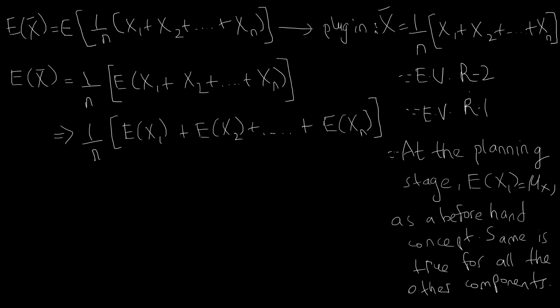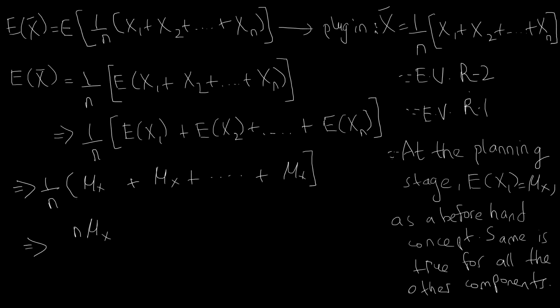So therefore, this becomes 1 over n times mu x plus mu x plus all the way till xn. So this is also just mu x. So now we can notice that we have mu x n number of times, because n is the total number of the potential observations, right? So the potential distribution, sorry. So this simply becomes n times mu x over n. And the n is going to cancel out, so all we're left with is mu x.